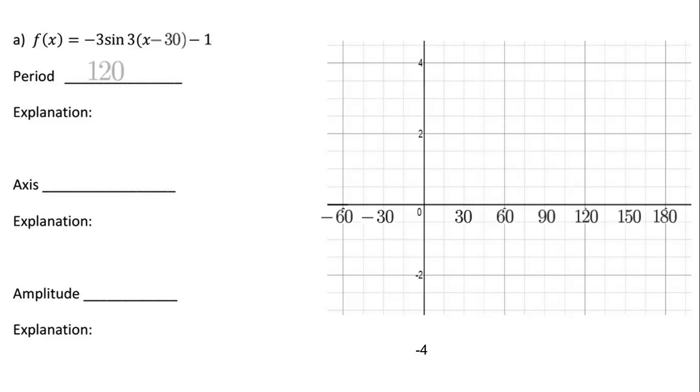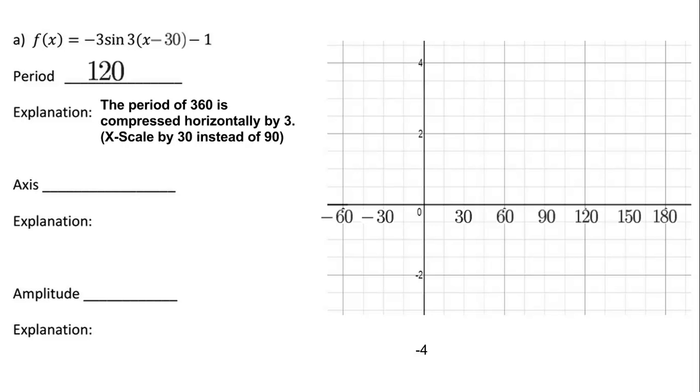The period is 120. The reason why the period is 120 is because the regular period of 360 is being horizontally compressed by 3. We're going to go up by 30 instead of 90. That's why we have 30 as our scale here. 30, 60, 90, because the 90 that the quadrants used to be are being horizontally compressed. The axis is y equals -1. There's a vertical shift down 1.